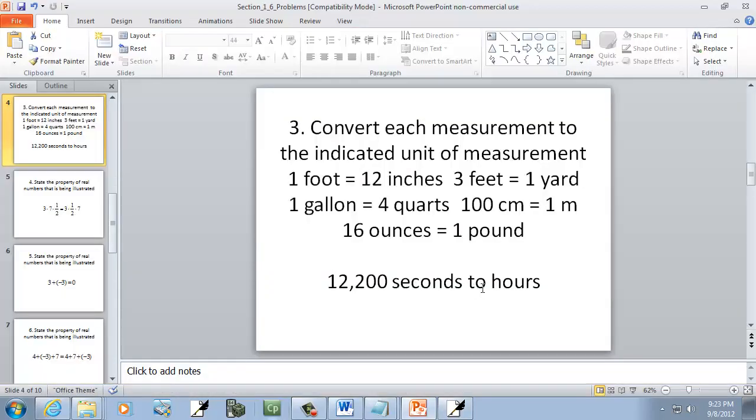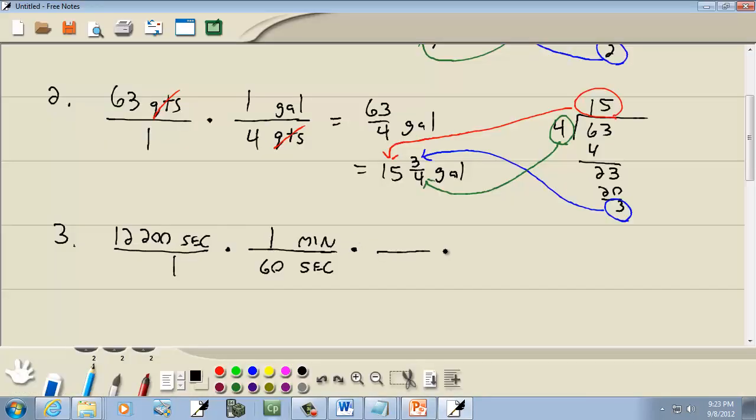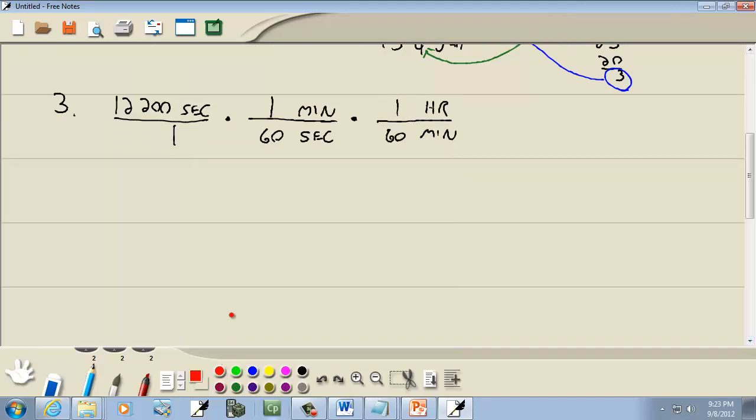Now, we're still not where we want to be. We want to be in hours. Well, if minutes is up here, then we want minutes down here. That's the way it'll always work. This is on top. We need it down here. And I'm hoping there's some kind of connection between minutes and hours, and there is. 60 minutes gives you 1 hour. Well, now we can do some simplifying. Those seconds cancel. These minutes cancel. And we got 12,200 over 60 times 60, which gives us 3,600 hours. Well, now we do our division.